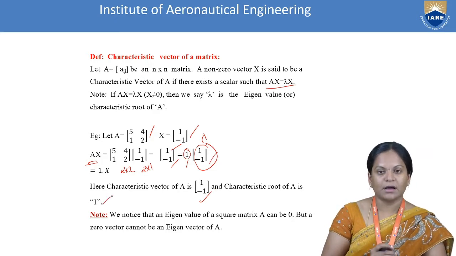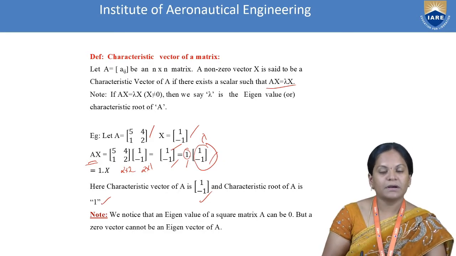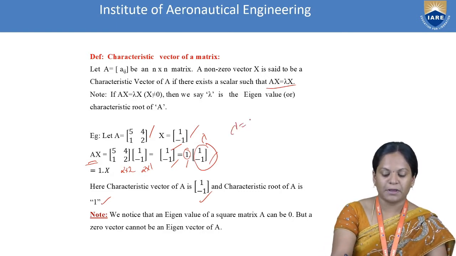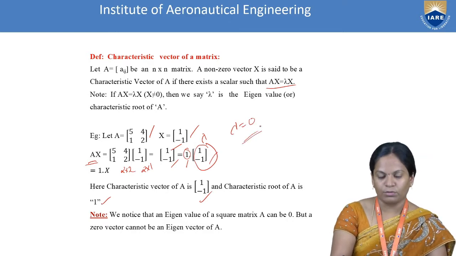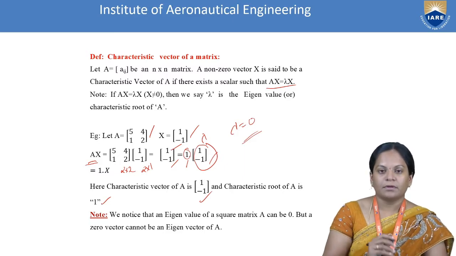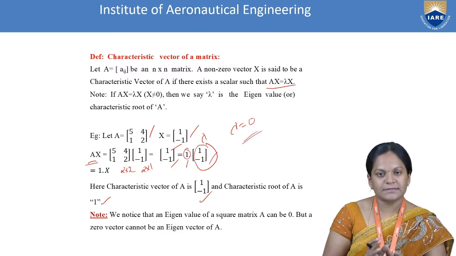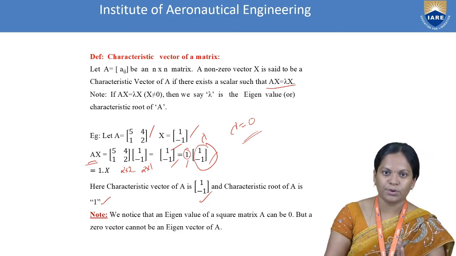We notice that the eigenvalue of a square matrix capital A can be 0, but a 0 vector cannot be an eigenvector of capital A. Suppose lambda may be 0, the characteristic value or eigenvalue or root of the polynomial of the given equation. Then lambda equals 0 but x must be not equal to 0. So all the eigenvectors should be non-zero vectors.